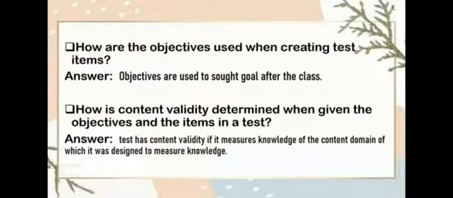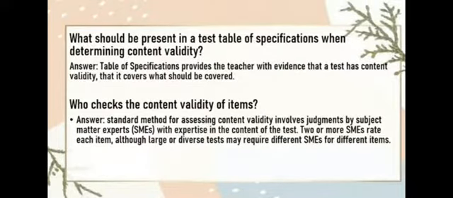So with that situation, we formulated some questions. Number 1. How are the objectives used when creating test items? Objectives are used to identify what a class should meet after the lesson. Question number 2. How is content validity determined when given the objectives and the items in a test? Number 3. What should be present in the test table of specification when determining content validity? A test has content validity if it measures knowledge of the content domain.